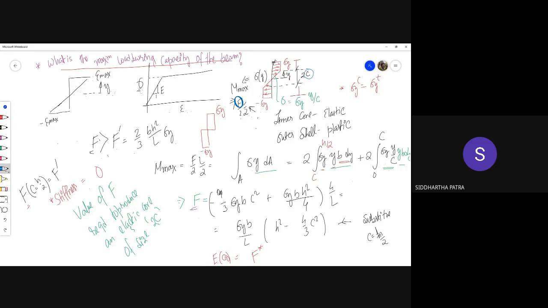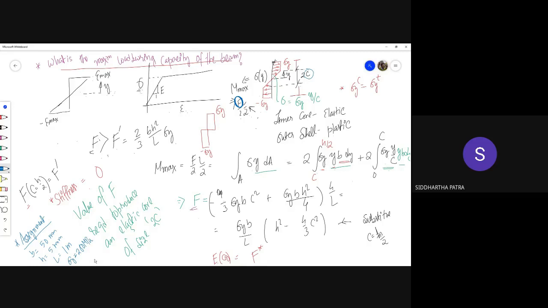Okay, so I'm going to give you an assignment. The assignment is B equals 50 mm, H equals 5 mm, L equals 1 meter, and sigma y equals 200 MPa. Okay.